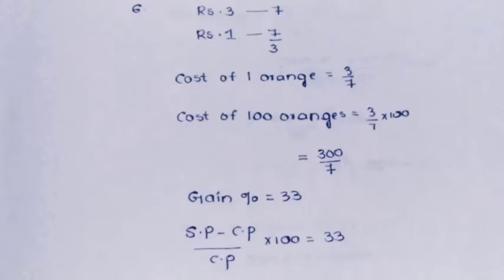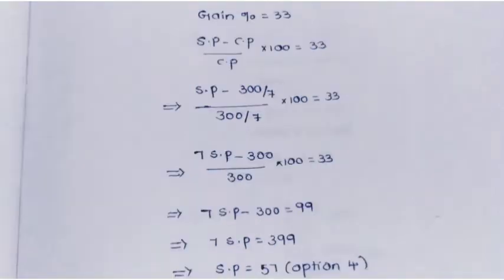Now here it is given in the question that the person should get 33% gain. So gain percent is nothing but 33. Now we have the formula of gain percent as selling price minus cost price divided by cost price into 100. So after substituting the values, that is selling price minus cost price is nothing but 300 by 7 into 100 divided by 300 by 7, we get selling price as 57. So the man should sell all those oranges at 57 rupees so that he can get 33 percent profit.